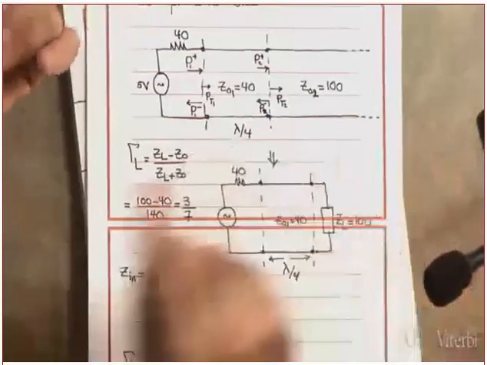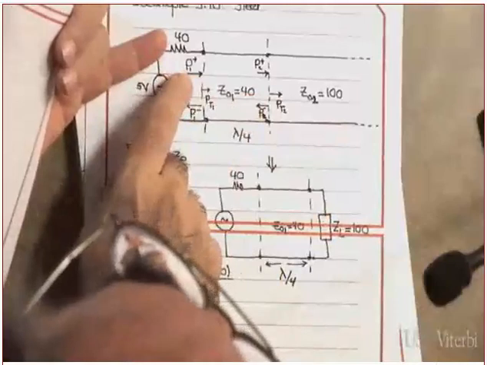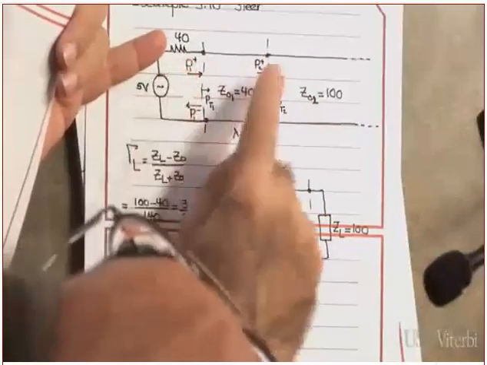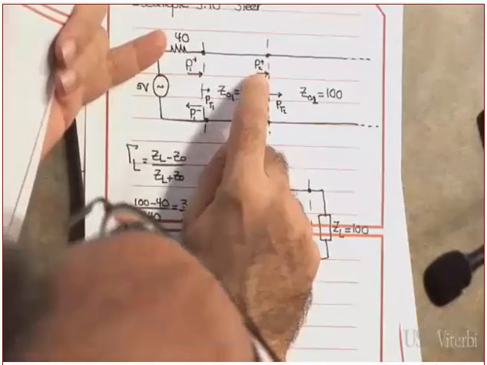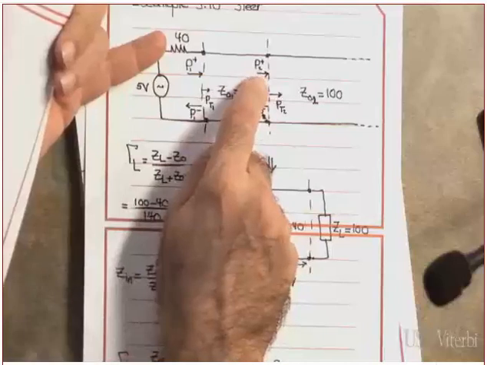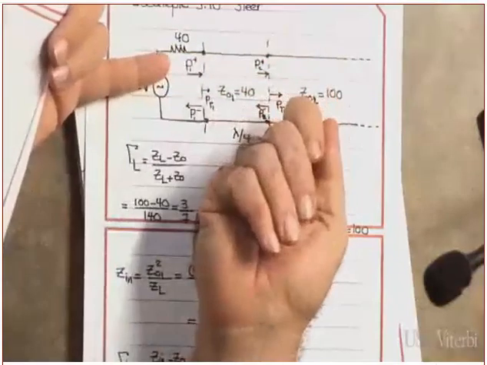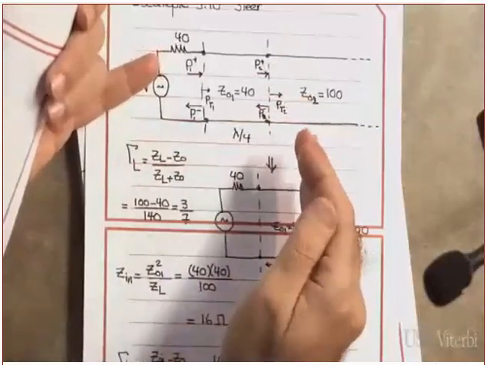You're lost? No, I understand that there is a reflection. If there is a reflection, P2 plus is the incident power. What does this one correspond to? It corresponds to the transmitted power plus any reflection from the generator. Did you get this or not? This is in the steady state we are talking about. Are you following me or not?